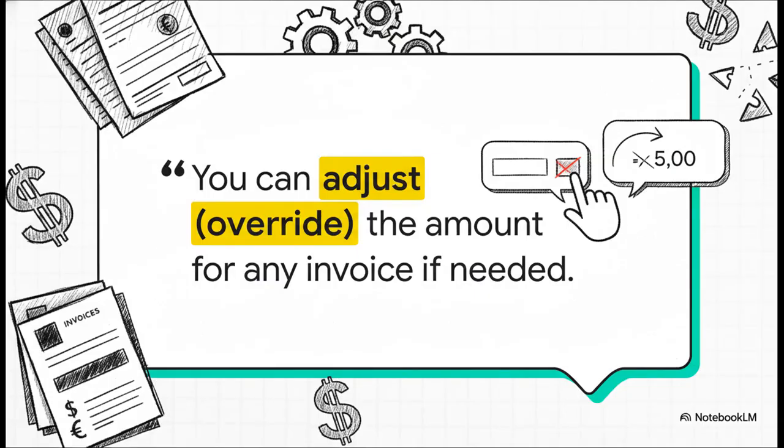But you might be thinking, well, what if it's a partial payment? No problem. The system is totally flexible. If your customer only paid off, say, half of one invoice, you can just click right into that amount field and type in the amount they actually paid. You can override anything you need to.